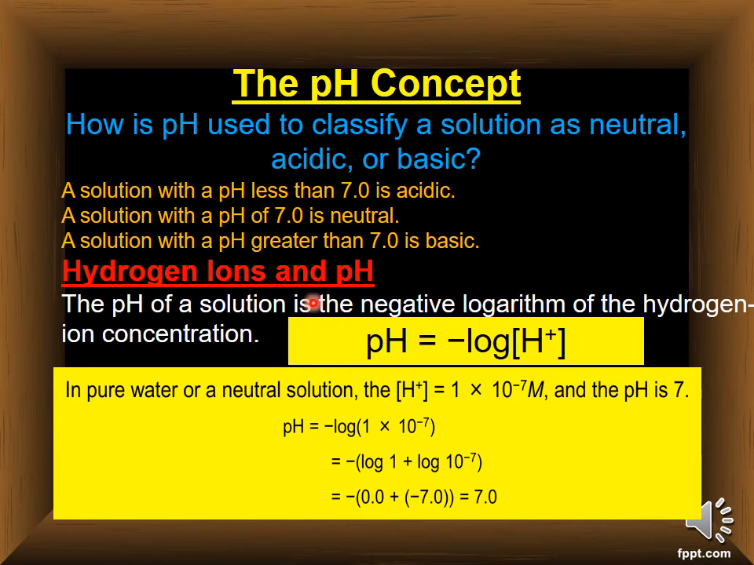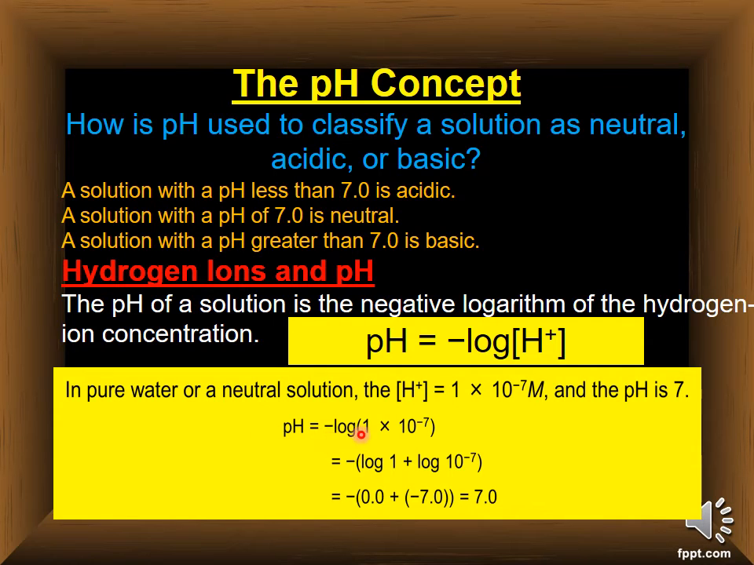Now hydrogen ion and pH. The pH of a solution is the negative logarithm of the hydrogen ion concentration. This is the definition of pH. So what is the formula? pH is equal to negative log H positive ion concentration. This is the formula to calculate the pH. In pure water or a neutral solution, the concentration of H positive is always 1 times 10 power negative 7 molar, and the pH is 7.